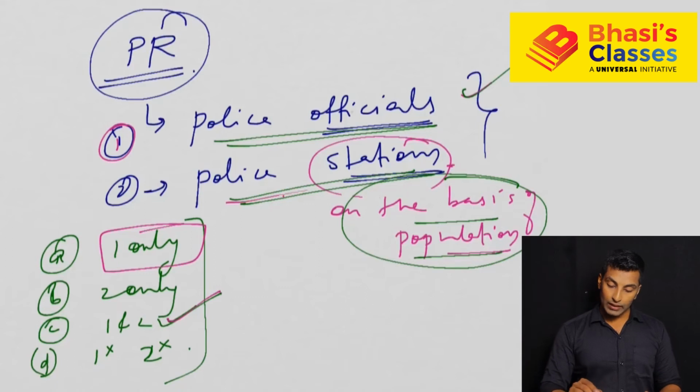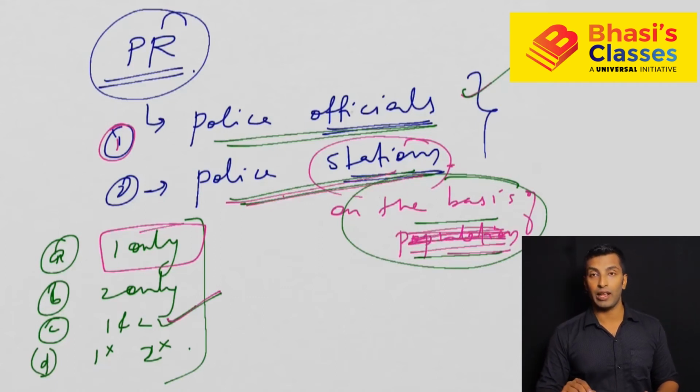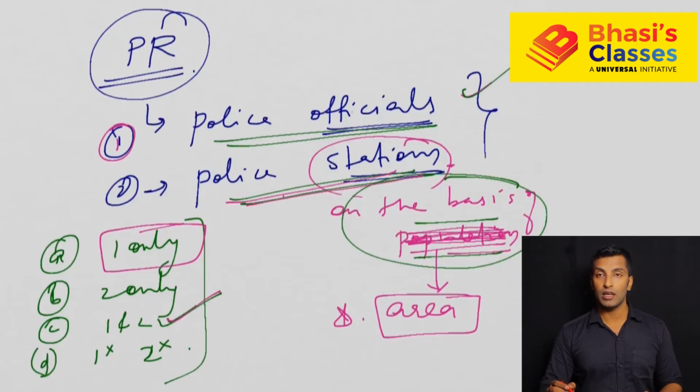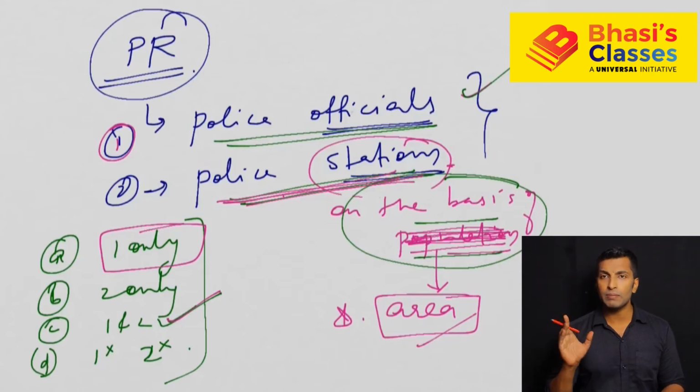The reason is police stations were established not on the basis of population, which is logical, but on the basis of area. The point why I discuss it like this is that from now onwards you will not forget this point. Police stations were established on the basis of area. Nowadays it is based on population because more population, more police stations and more police staff are required. But then it was on the basis of area. Don't make any confusion, don't make any mistake.